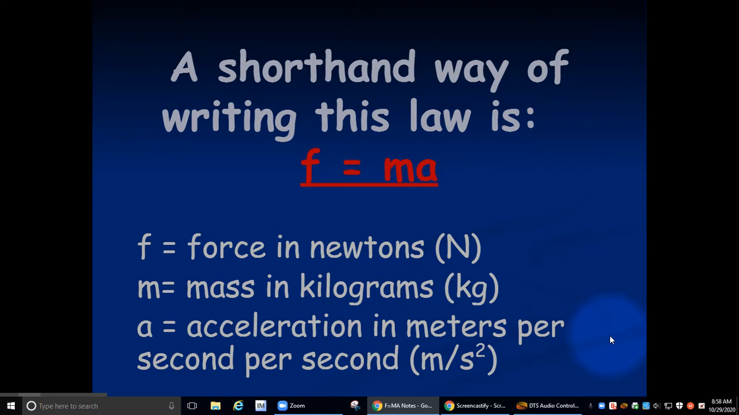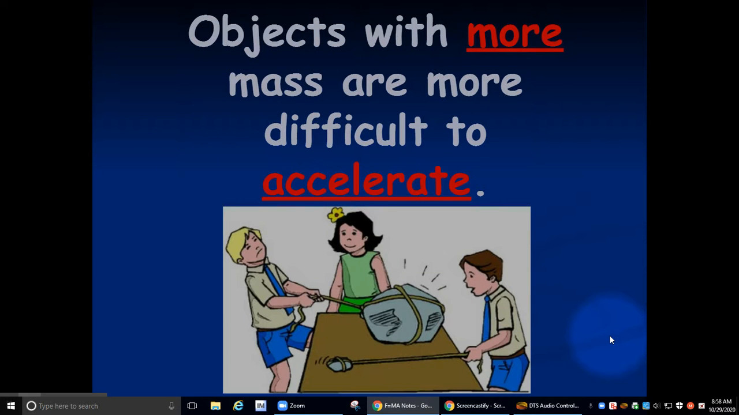The mathematical formula that we'll talk about more in class is F equals M times A, where F is force in newtons, M is the object's mass in kilograms, and A is the object's acceleration in meters per second per second. Objects with more mass are more difficult to accelerate. And remember, acceleration is just any change in motion. Whether an object is sitting still or moving, if we want to change its motion, then we are trying to accelerate it.